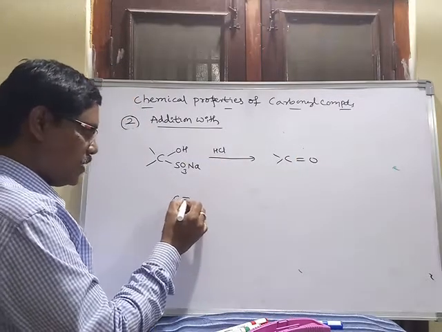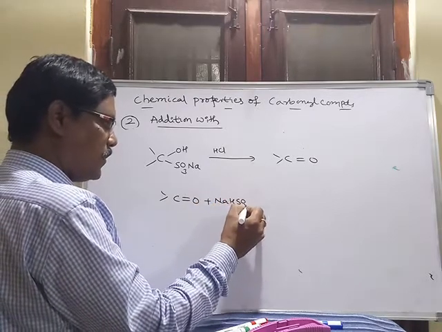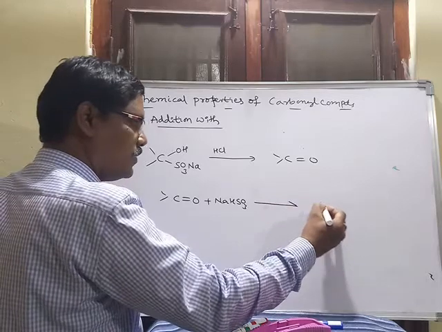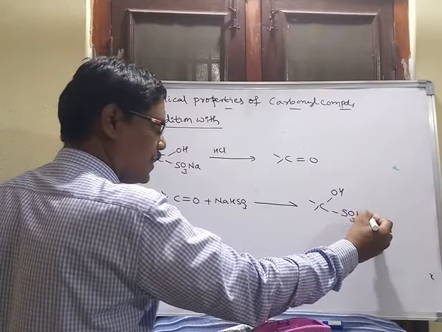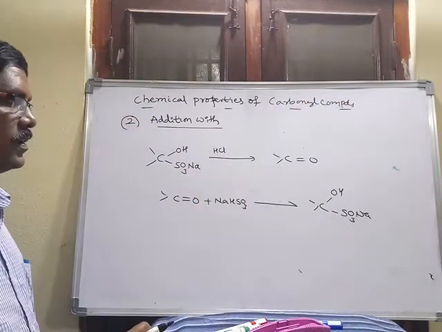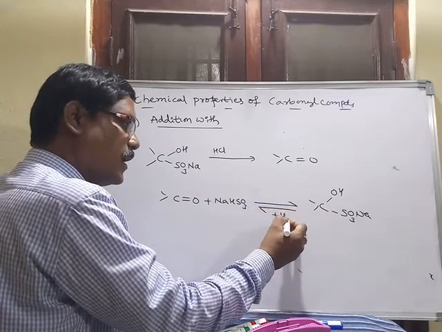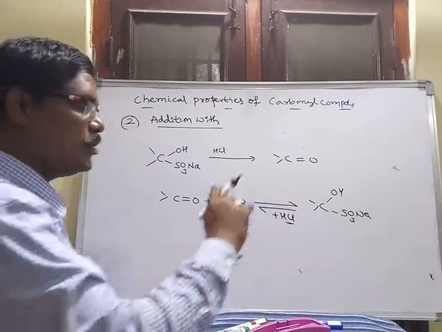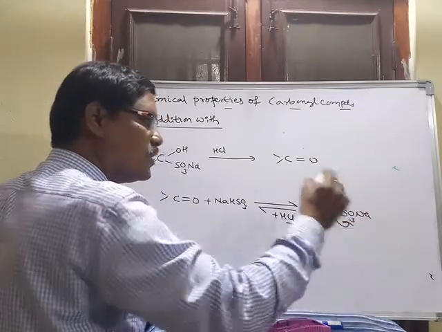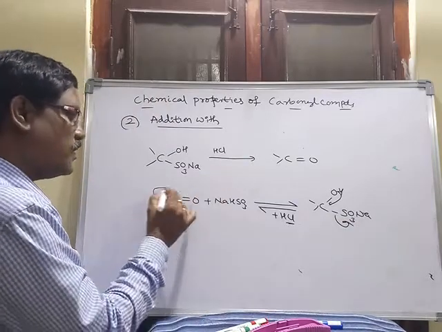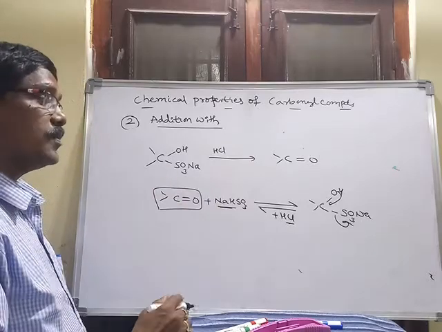Already I gave the double bond plus NaHSO3. On one side we obtain OH and SO3Na. This is the addition product. Back to this one: when I treat it with HCl, the total H and HSO3 leave. So this one shifted to this side, this one shifted to this side, and totally this will be obtained. So this is our product. Again carbonyl compounds are obtained.